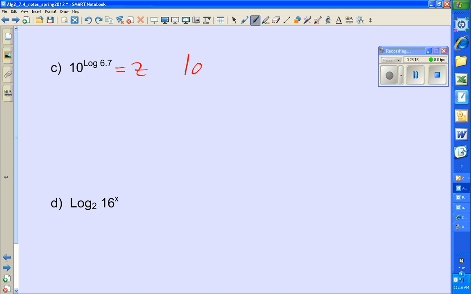Here's what it looks like. This is called the definition of a log. Log base b of, what did they give you? In your notes, I have a y here. Y is equal to x, then b to the x is equal to y.